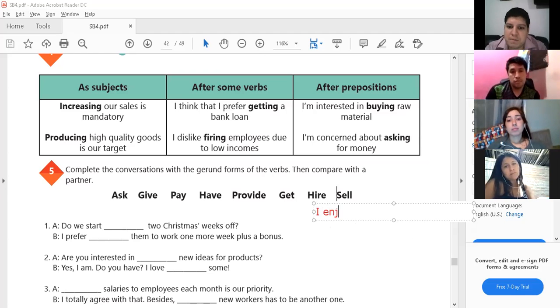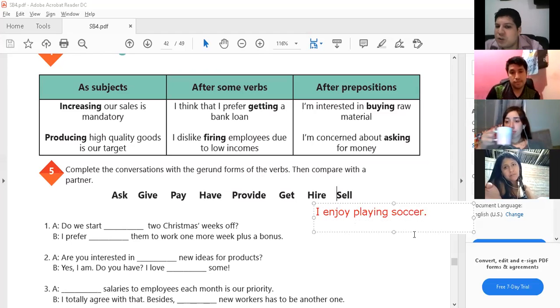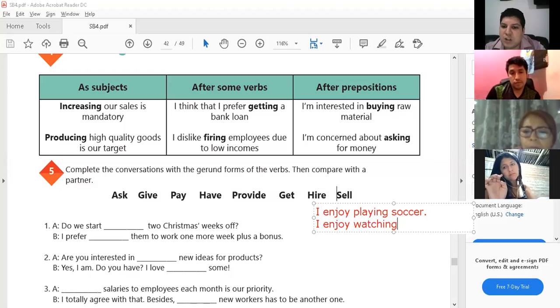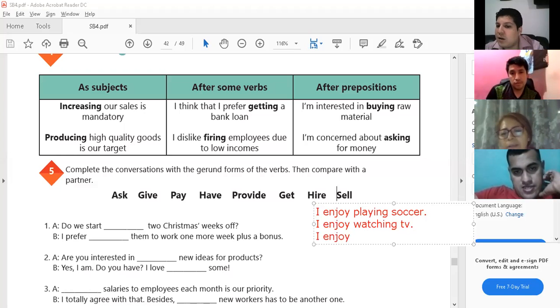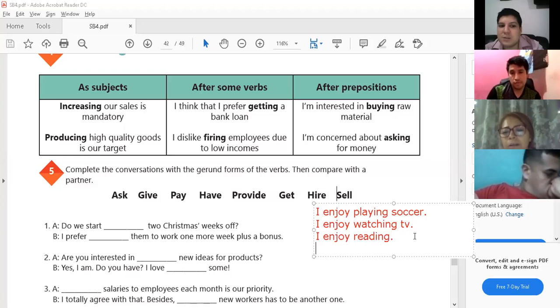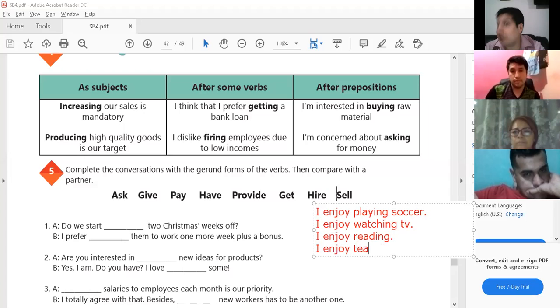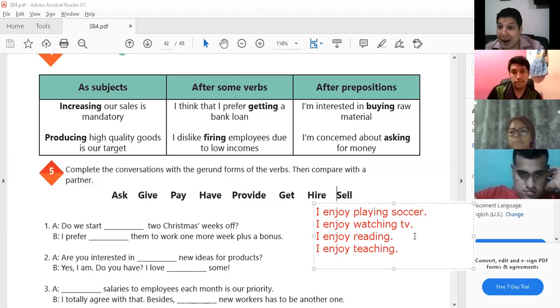I enjoy. What do you enjoy, guys? What activities do you enjoy? Playing football. Playing sports. Playing soccer. What else do you enjoy? Watching TV. I enjoy reading every day. What else? I enjoy teach or teaching? Teaching. There you go.